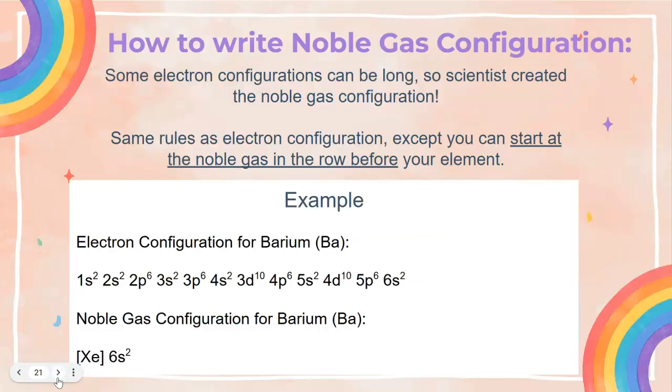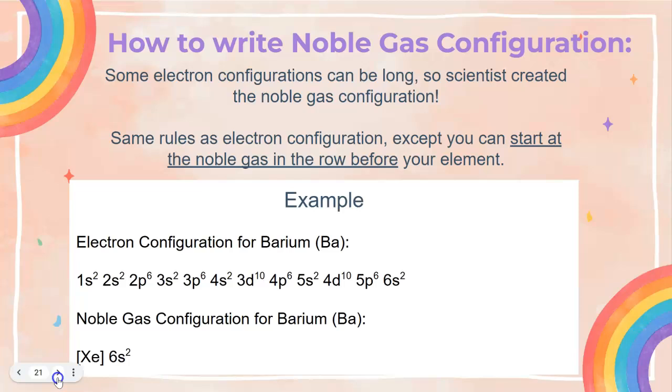Now there is a shortcut to electron configurations, and that is the noble gas configuration. Some electron configurations can get really, really long, and so that's why we use the noble gas configuration to help us get to a particular element in a much quicker way. The same rules are going to apply as electron configuration, except instead of always starting from the very first element, so instead of starting from that first row, you start with a noble gas from the row before the element that you are describing.